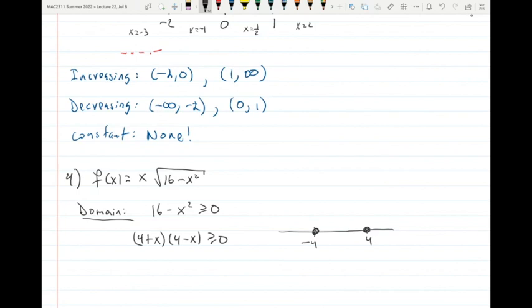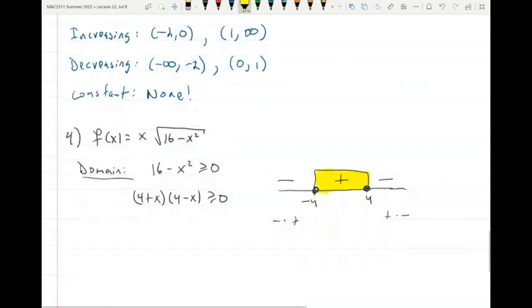That's a negative. So that would be negative times, for a -5, then negative times positive, so that's a negative. So you pick 0, that's a positive. Then you pick 5, that's going to be positive times negative, that's a negative. Now we want the greater than or equal to 0, so that means that the domain is this portion right here. So we are working with x between -4 and 4.